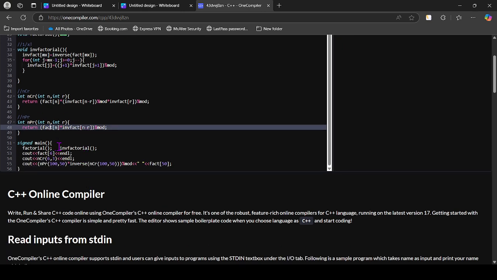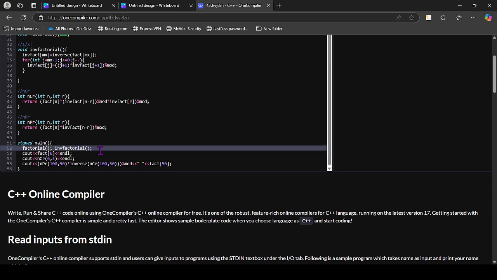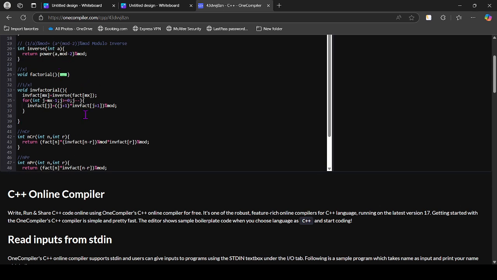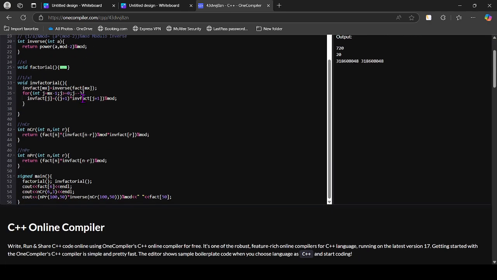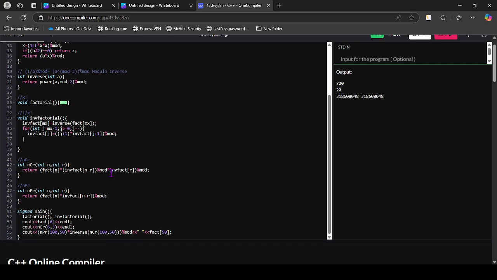If we want to use the factorial and inverse factorial vectors in the next part of the code, we can initially call both these functions, which will automatically fill both vectors. And now if we want to verify whether it is working or not, firstly factorial of 6 is 720, and next nCr of 6 comma 3, which is 6 factorial by 3 factorial into 3 factorial, which is 20.